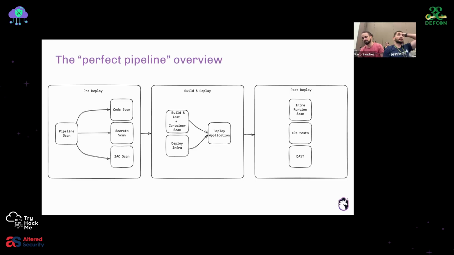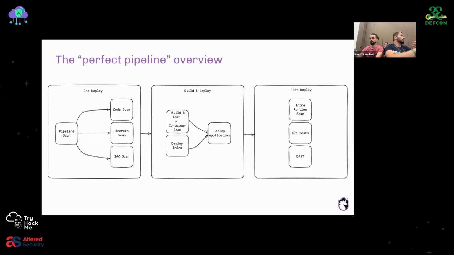So yeah, when we started this workshop, we wanted to call it the perfect pipeline. So more or less, this is the idea we had. You can see that there are 3 buckets: the pre-deploy, build and deploy, and post-deploy. And basically that is where everything is happening. In the pre-deploy, we are going to scan the pipeline. Once the pipeline scan finishes and nothing is broken or vulnerable, we go to the code scan, secret scan, and infrastructure as code scan. If everything goes okay, then we go to build and deploy.